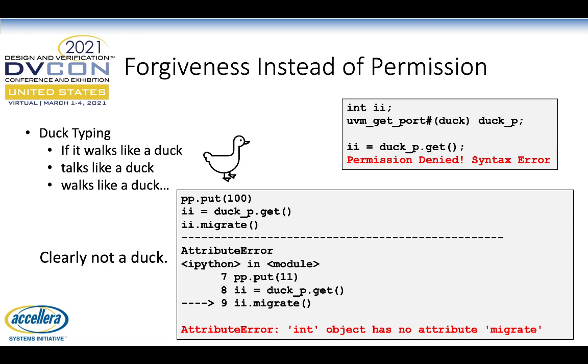You don't ask permission to use a variable. You use the variable, and if it works, it works. And if it doesn't work, you debug. And it turns out this is a very efficient way to create software and to create a test bench.